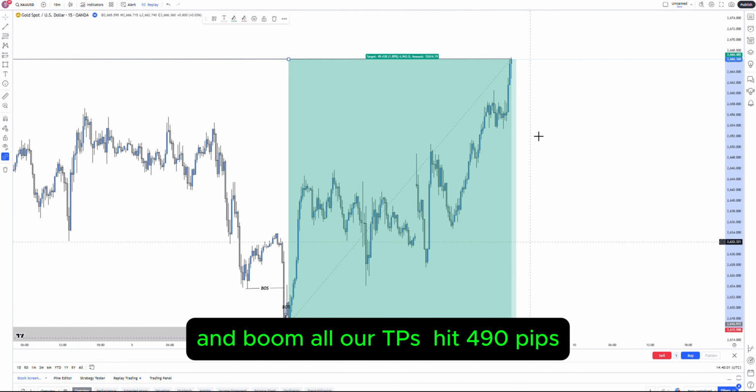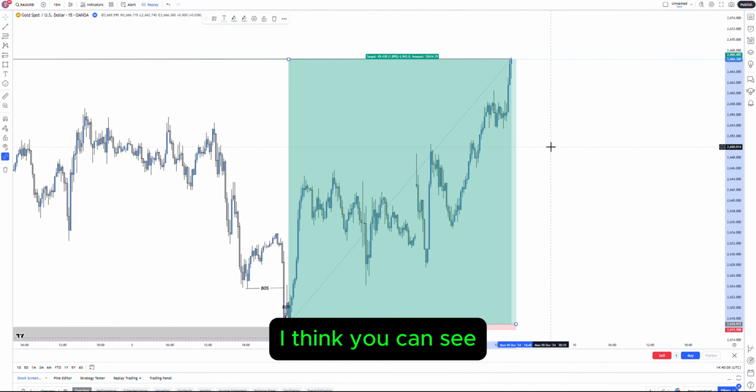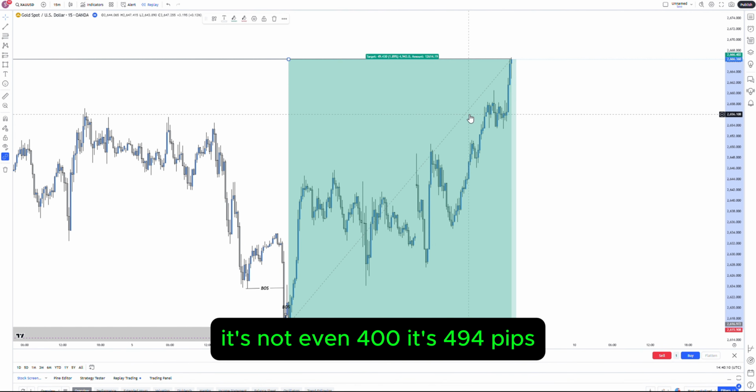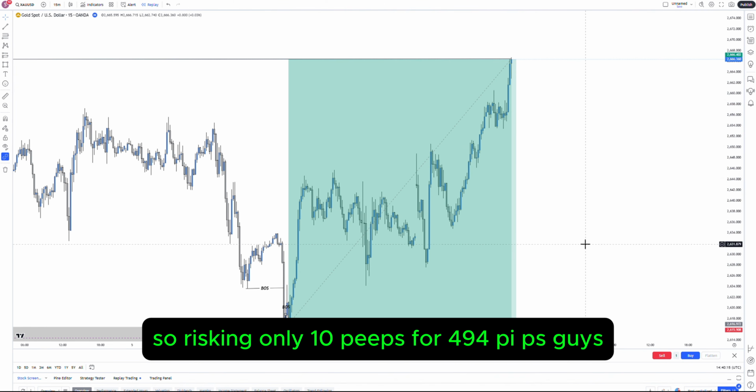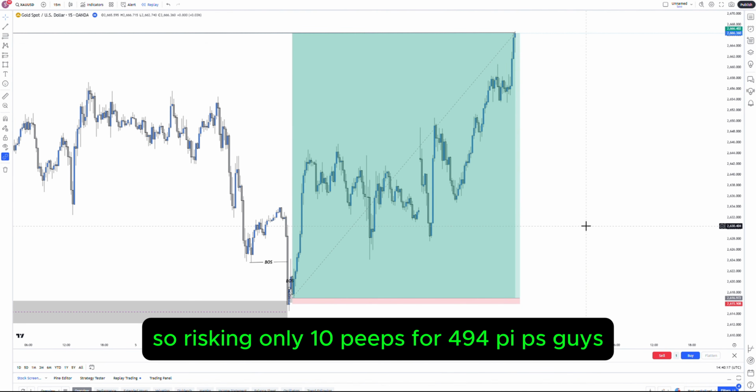And boom, all our TPs hit. 490 pips. I think you can see, it's not even 490, it's 494 pips. So risking only 10 pips for 494 pips, guys.